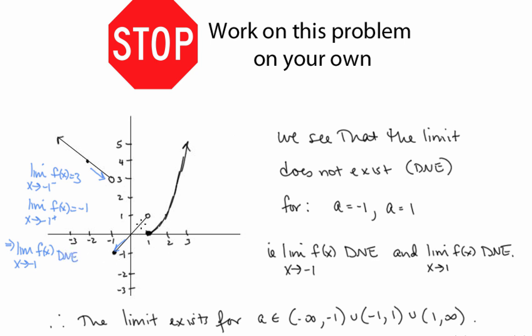We also see that as x approaches 1, we have a different left and right limit. The limit as x goes to 1 from the left of f of x is equal to 1. The limit as x goes to 1 from the right of f of x is equal to 0. That tells us the two-sided limit, the limit as x goes to 1 of f of x, does not exist.